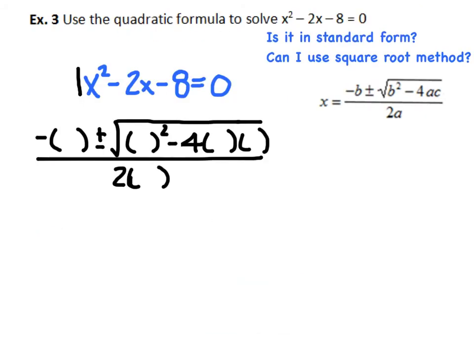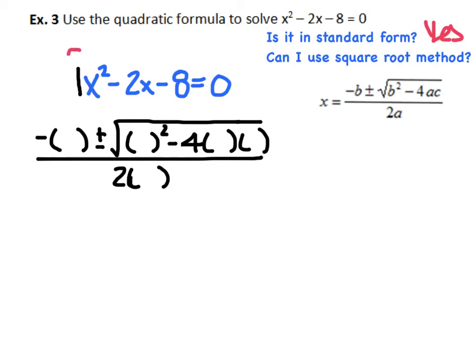Alright, so we're going to once again use the quadratic formula. So let's check to make sure that it's in standard form. I have x squared minus 2x minus 8 equals 0, and yes, I agree that it is in standard form. Can you use the square root method? No. Why not? Because it has the bx involved. Sorry, I have the hiccups.